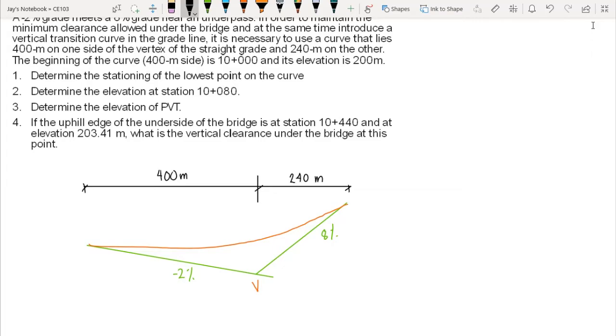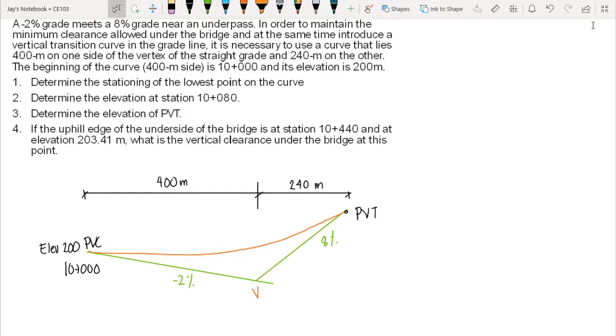The beginning of the curve at the 400 meter side is 10,000, so we have 10 plus 000, and the elevation is 200 meters. So this is our PVC and this is our PVT. And now we have this curve, in which this red one is our parabolic curve.